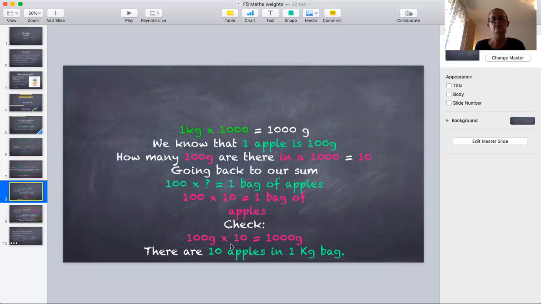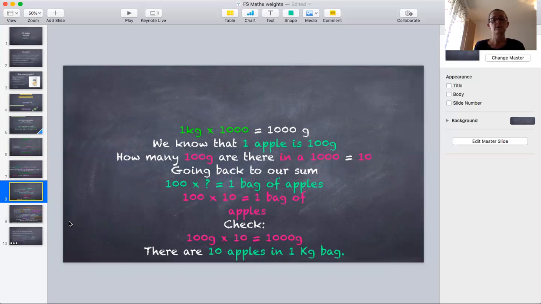So we're applying the multiplying rule. We've got 100, we're multiplying by 10. We add an extra 0, so that makes it 1, 2, 3 zeros, which equals 1,000 grams. There are 10 apples in a 1 kilogram bag.